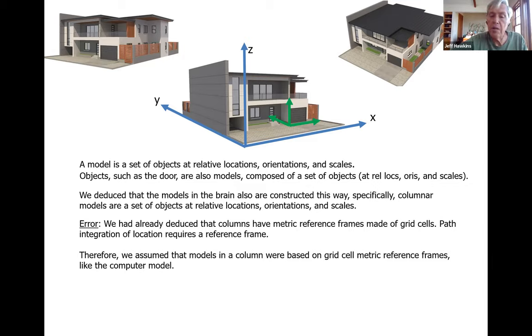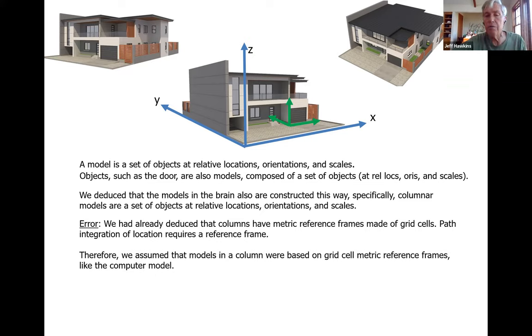But then we made the assumption that models in a column were based on grid cell metric reference frames, like the computer model. Now, they're not Cartesian. The grid cell model we did with multiple grid cell modules has no coordinate, no zero point. There are some significant differences, but in some sense, they have the same quality. They're metric, that is, you can determine the distances from any point to any other point. There's this regular structure like a Cartesian coordinate system. And so we were going with that, trying to figure out how to make them work in 3D and all the issues associated with that.